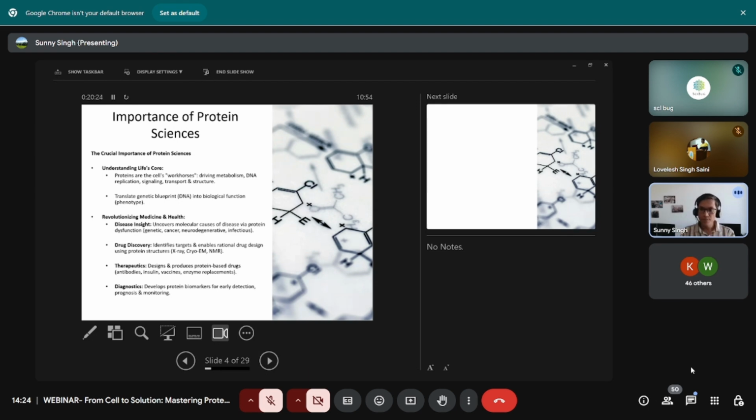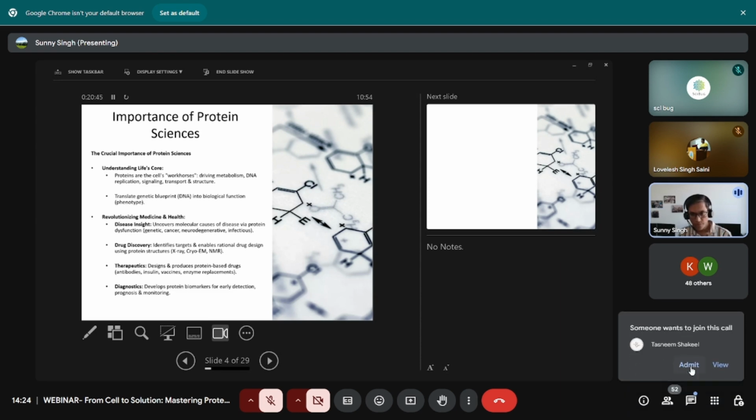Anyways, in therapeutics, you also have insulin, vaccines, drug discovery. You have to identify the targets, which are protein targets, and the proteins have to be crystallized for their atomic structure. So X-ray crystallography, cryo-EM, and NMR are ways how you can get the atomic structure of protein, which is very important. Then you have therapeutics.